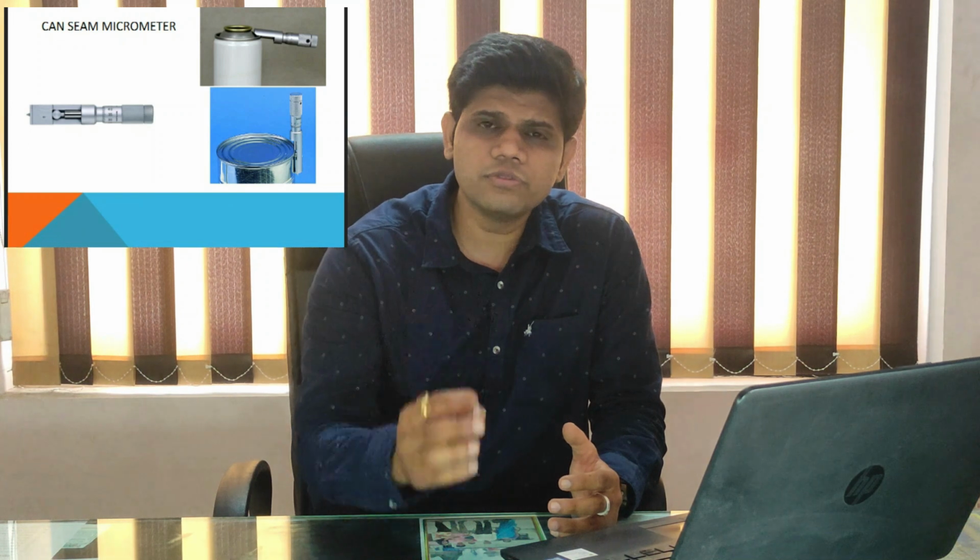One more interesting micrometer, the can seam micrometer. What is the use of the can seam micrometer? You can see in the image also, but in some cases the seam is equally important because it should not leak. Yes, in the can, you can see the cans of Coca-Cola, Sprite and everything. Every brand would be using these can seam micrometers because the can should not leak while supplying.